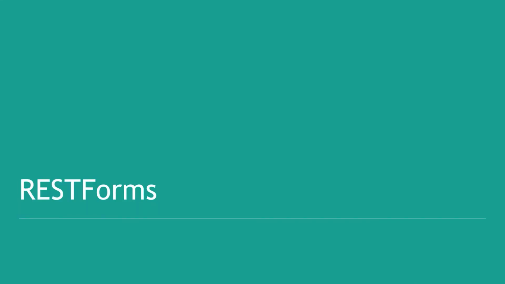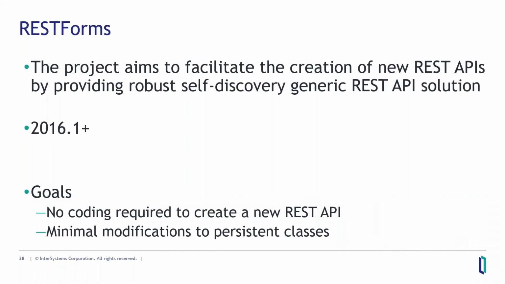Okay. Next, what we are going to talk about is generalization and unification. And as an example, I'd like to talk about REST Forms. This project aims to facilitate the creation of new REST APIs by providing a self-discovery generic REST API solution, available since 2016.1. There is no coding required to create a new REST API, and minimal modification to persistent classes is required.